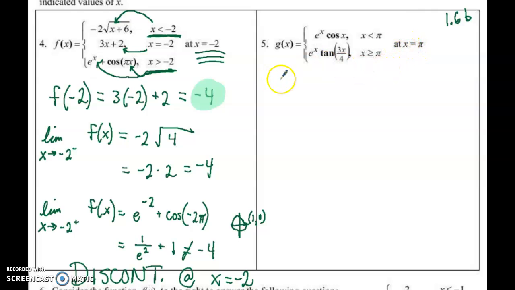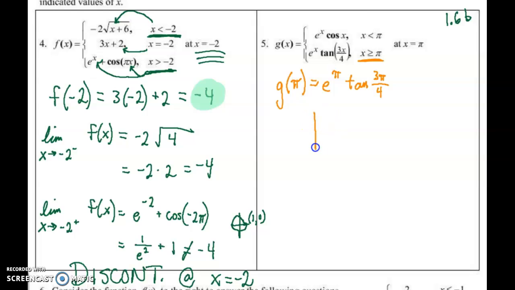So the first part is, let me change colors, I want to use the same color. Is g of pi defined? Well, it sure is, because as you look at your conditions, we're looking at this statement. And we might as well plug in pi into this equation and figure out what that value is. So we're looking at e to the pi times tangent of 3 pi over 4. Now, I would also encourage you to actually figure out what the value is.